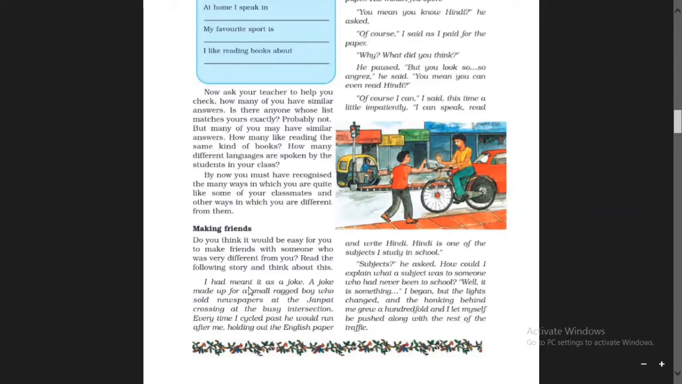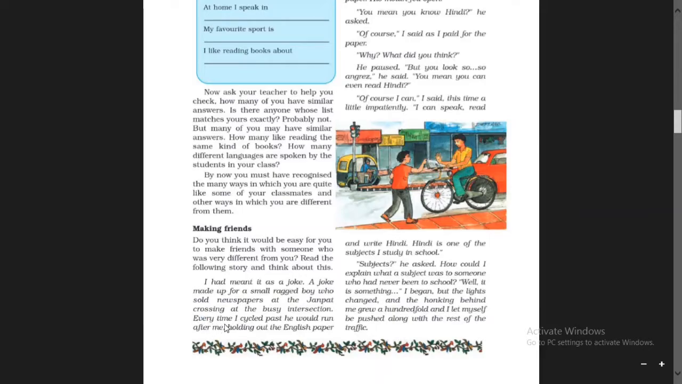I had meant it as a joke made up for a small wrecked boy who sold newspapers at the Janpat crossing at the BG intersection. A wrecked boy means untidy boy like that. About the boy who sold newspapers at the Janpat Road crossing.